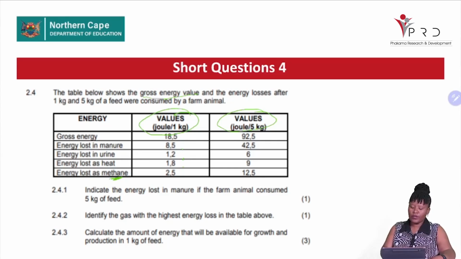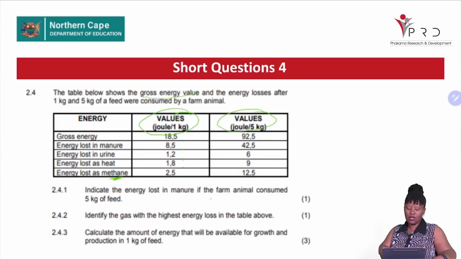With 5 kg, the amount of gross energy started at 92.5. 42 was lost in the form of feces, which is manure. Energy lost in urine was 6, and then the energy lost as heat was 9, and then the one that was lost as methane was 12.5. So you need to understand and respond to the question that is asked.